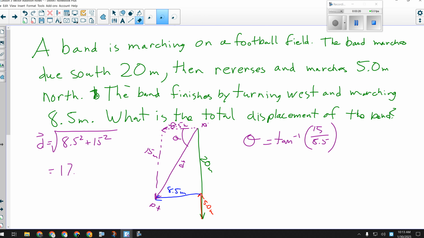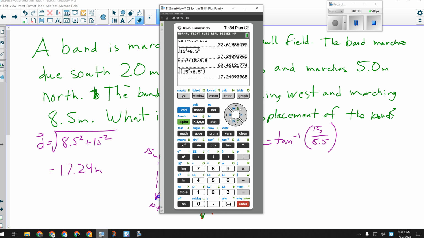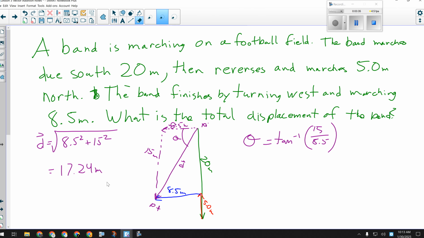gives 17.24 meters, and then our trig calculation for the vector, inverse tan of 15 divided by 8.5, gives 60.46 degrees. And for me, that is south of west. Again, the way I determine that, I look at the arc I drew. It's touching west, so whatever it is going to be of west because it's measured from west, and I went south of west. Everybody follow there?